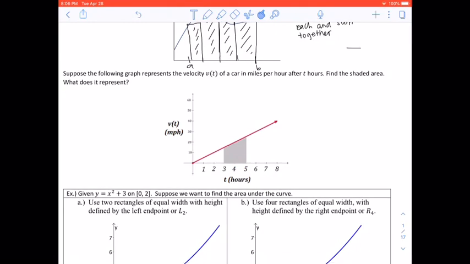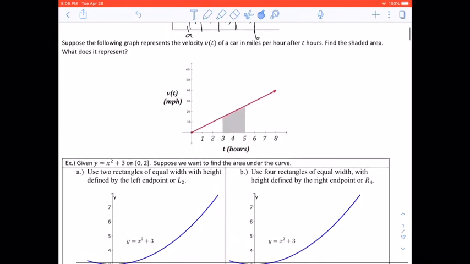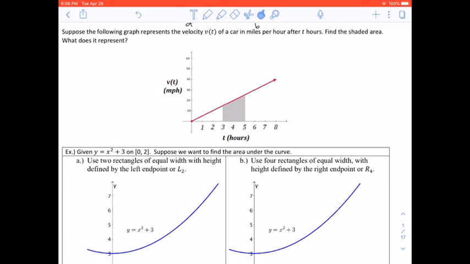So the next part says, suppose that the graph below represents the velocity v of t of a car in miles per hour after t hours. Find the shaded area and what does it represent? So from algebra, we know that distance equals rate times time. And we know that from recently what we've been talking about, rate, how fast something's moving, is the same thing as the idea of velocity.